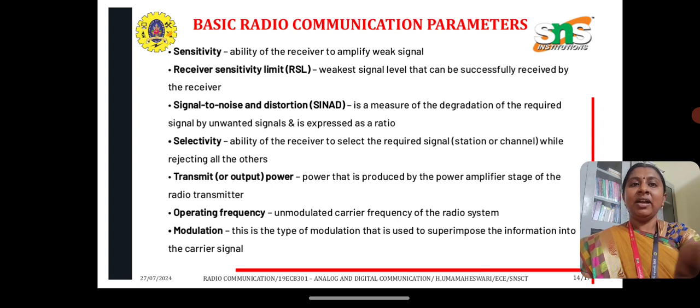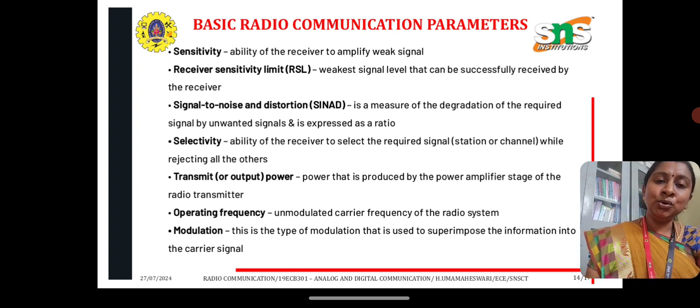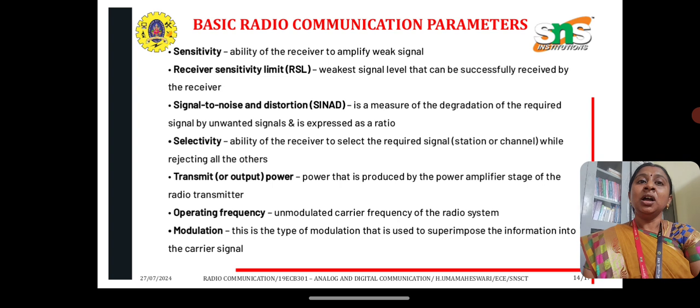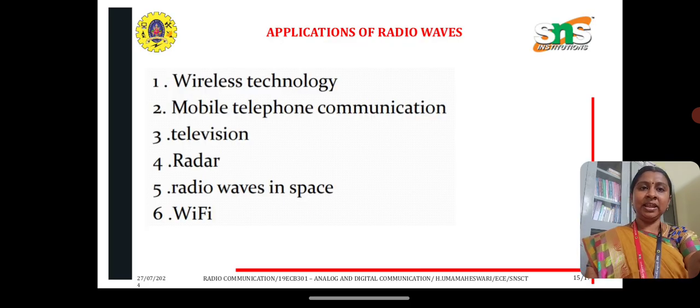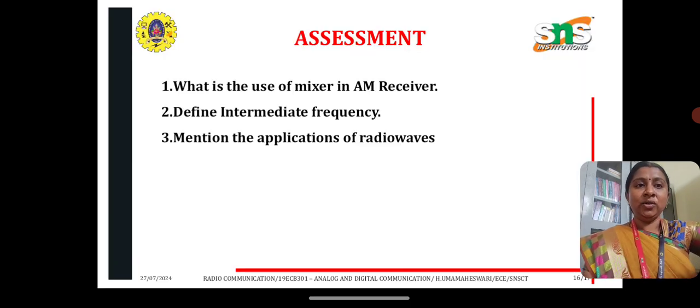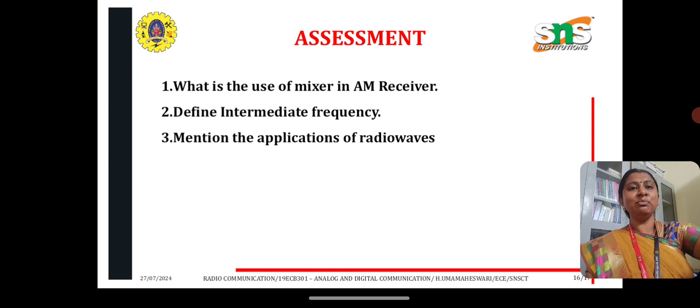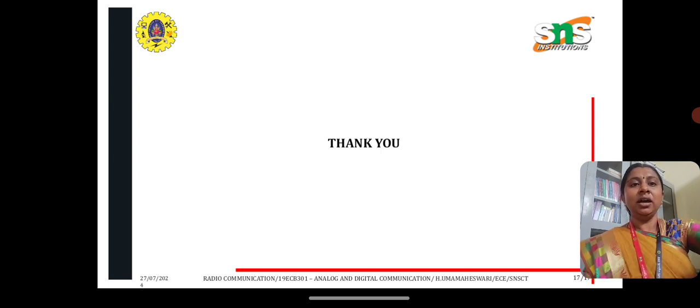These are the various parameters used to characterize radio communication, that is sensitivity, selectivity, fidelity, signal to noise ratio, etc. These are the various applications of radio waves. For the assessment, define what is meant by intermediate frequency and mention the applications of radio waves.